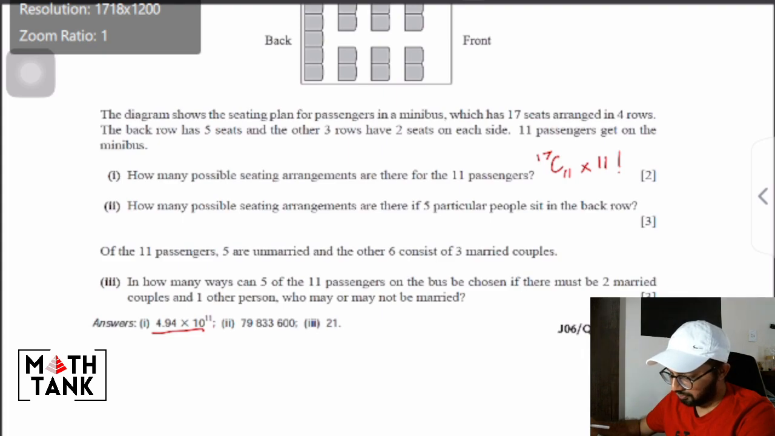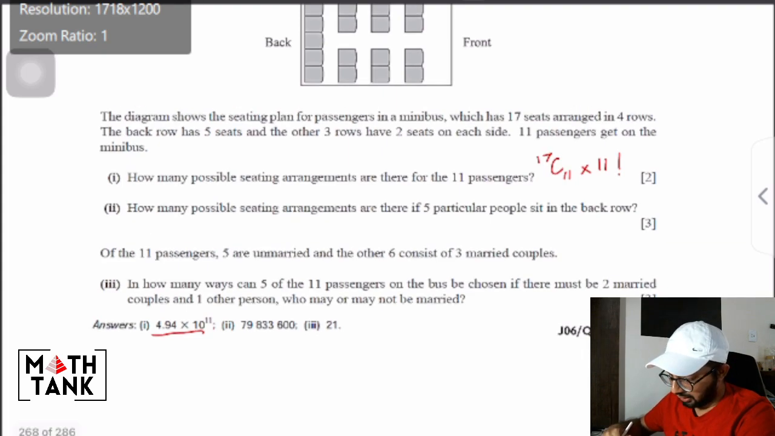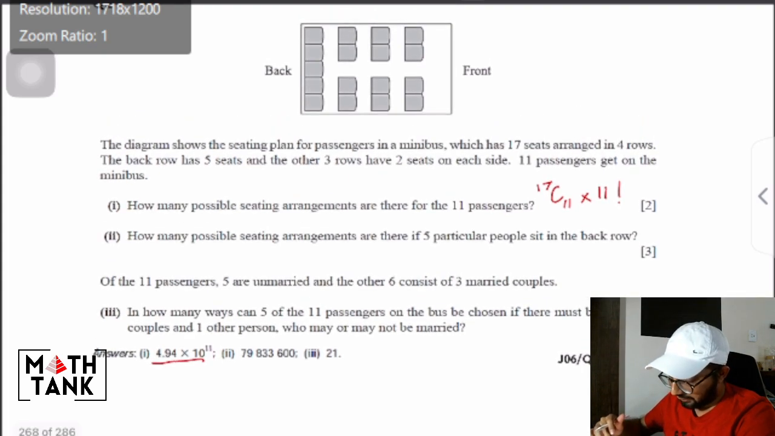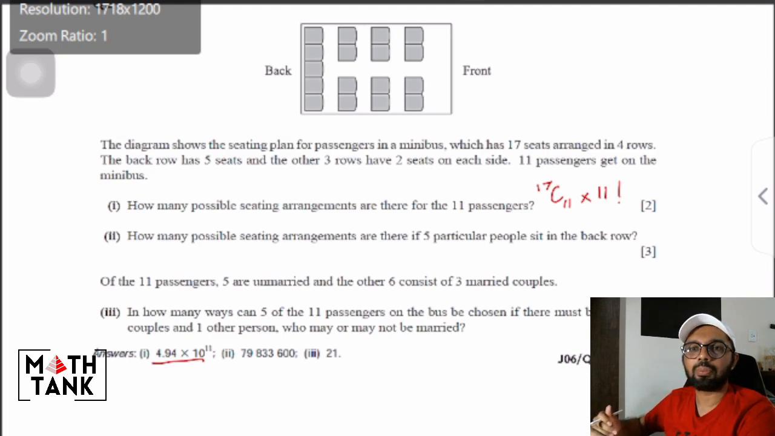The next one says, how many possible seating arrangements are there if 5 particular people sit in the back row? In the back row, I have 5 seats. Now, given that 5 particular people are sitting in the back row, what you need to understand is that those seats will not be chosen anymore. You will have to arrange them correctly. So what those 5 people do is they climb into the minibus and they choose their seats. So 5 factorial.